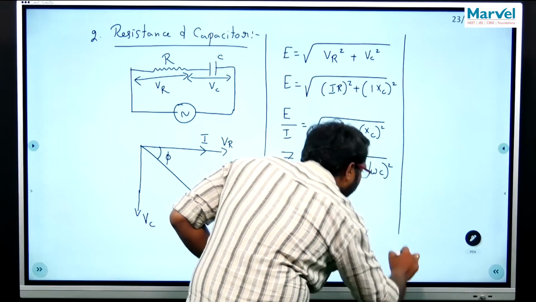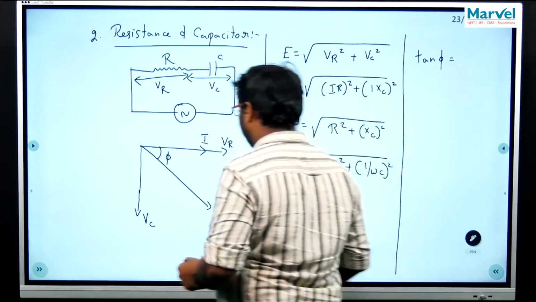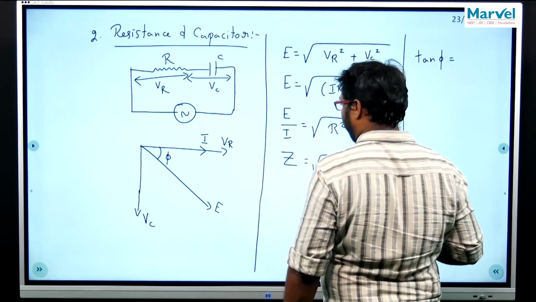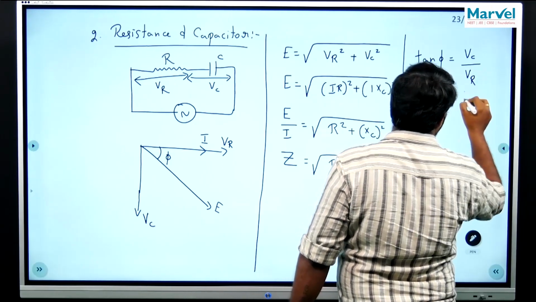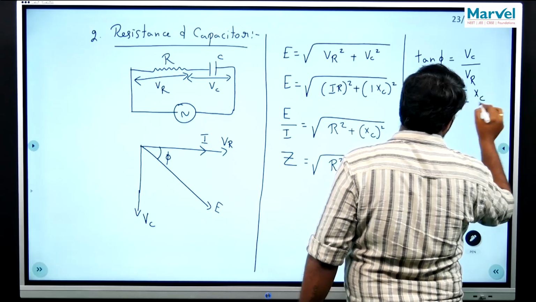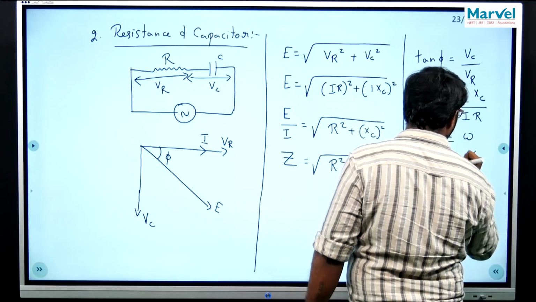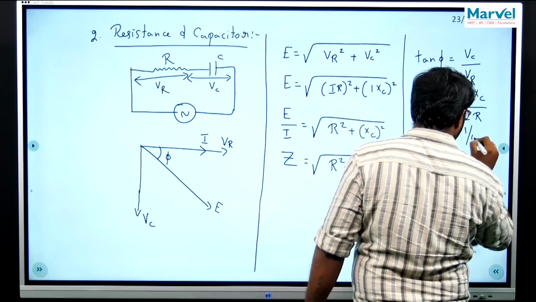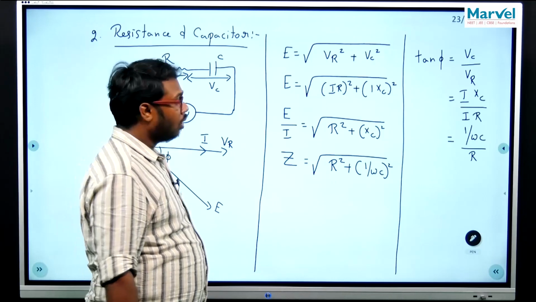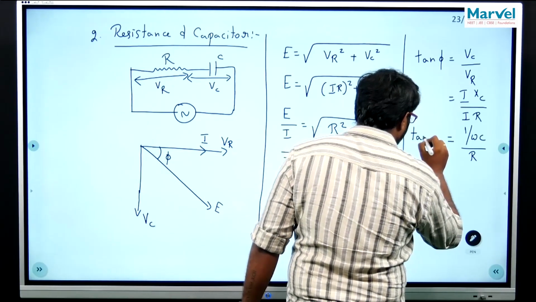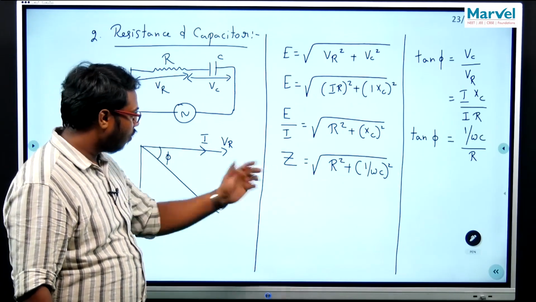Now again coming to the phase angle, which is given as tan phi. Here it is phi. So tan phi is nothing but Vc by VR. Vc is written as I into Xc by I into R, which is equal to 1 by omega C by R. This is called the phase angle phi.